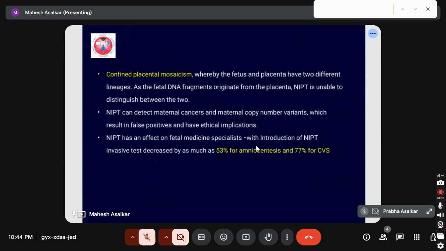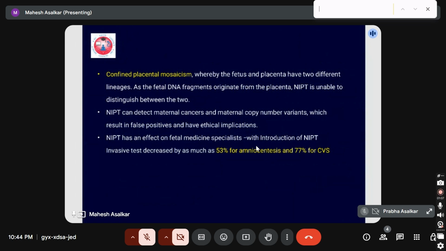Okay. Then confined placental mosaicism. Sometimes the fetus and the placenta have different lineages. The fetal DNA fragments originate from the placenta, and NIPT is unable to distinguish between the two. So there are two lineages, two separate things. Sometimes there is placental mosaicism, and that is not detected by this.